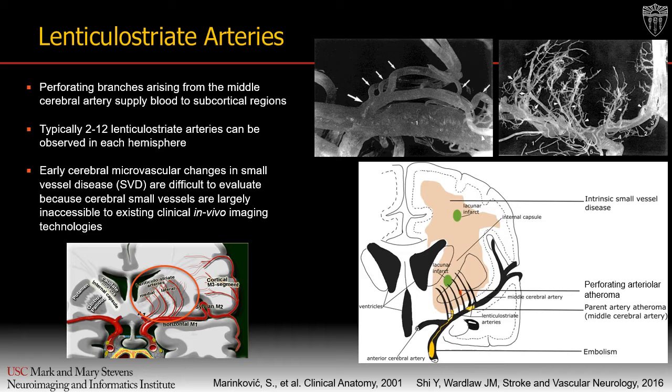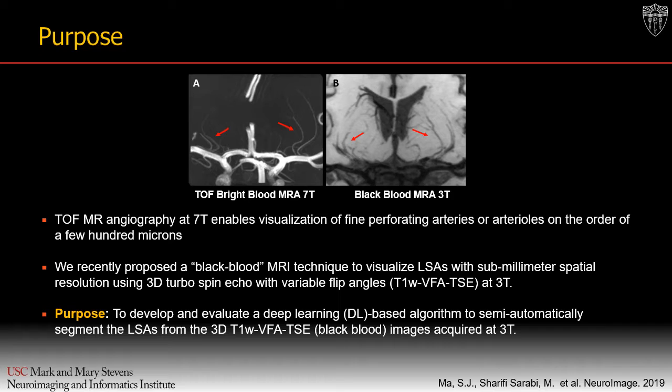Early cerebral microvascular changes in conditions related to small vessel disease are particularly difficult to evaluate because these cerebral small vessels are largely inaccessible to existing clinical in vivo imaging technologies. Time-of-flight MR angiography at ultra-high field of 7 Tesla has been shown to enable the delineation of these fine perforating arteries on the order of a few hundred microns.